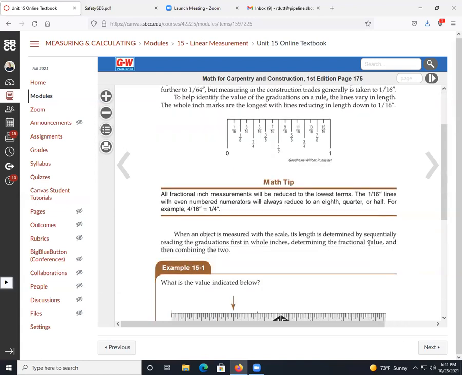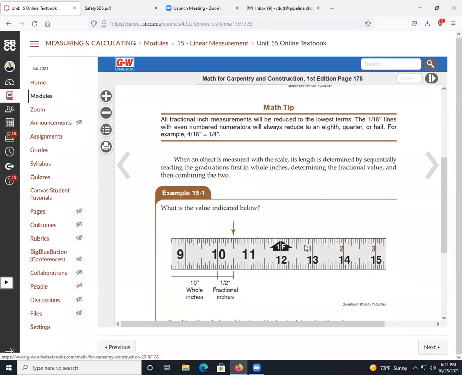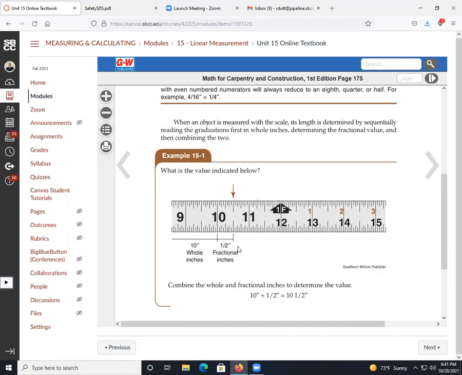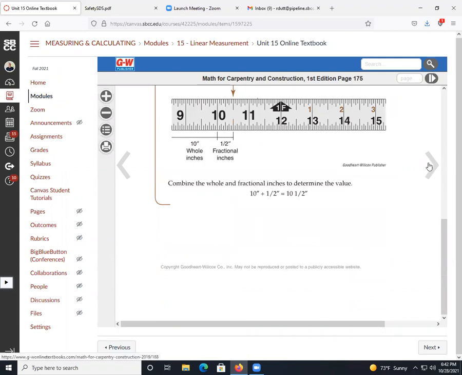When an object is measured with a scale, its length is determined by sequentially reading the graduations, first in whole inches, determining the fractional value, and then combining the two. For instance, what's indicated below? What is that right there? Well, it's 10 whole inches and a half fractional. So we say that is 10.5 inches. That's pretty basic. I know it is. It's very basic. I love the illustration though.